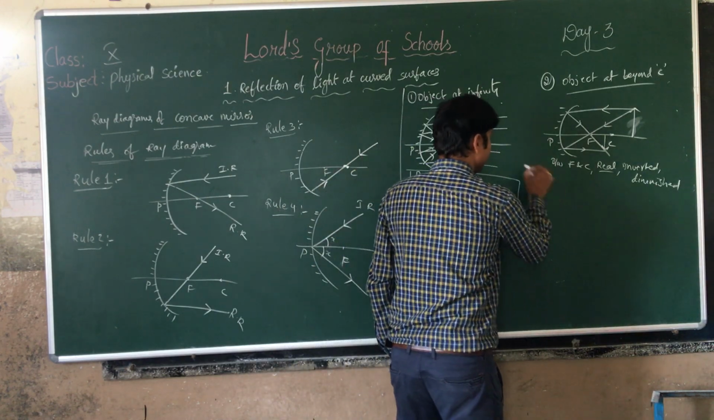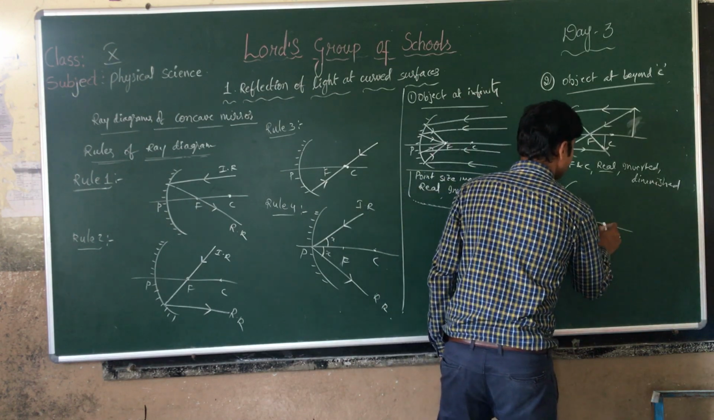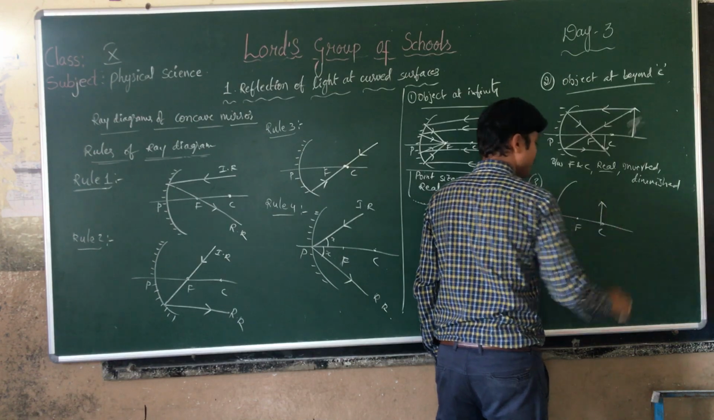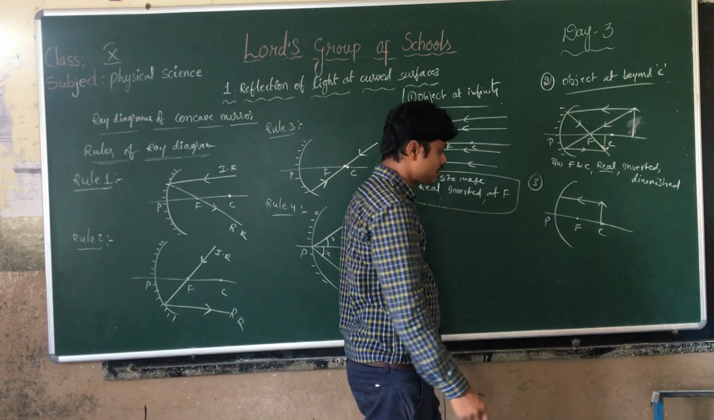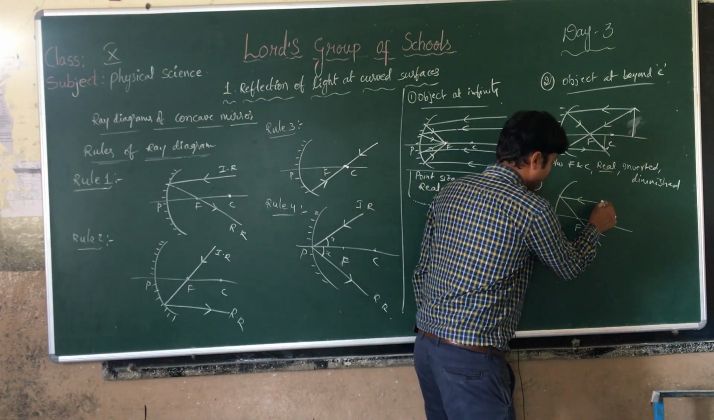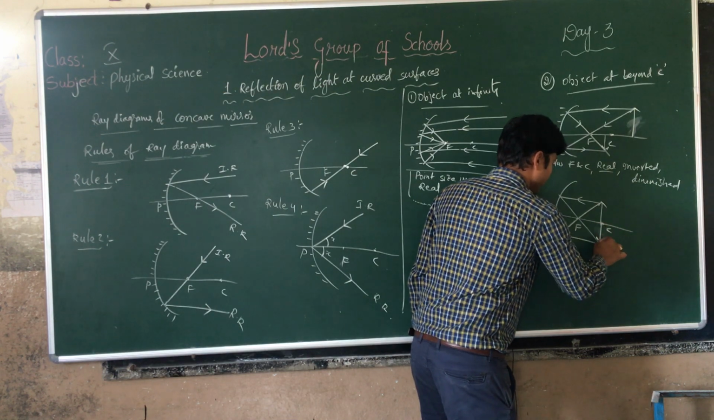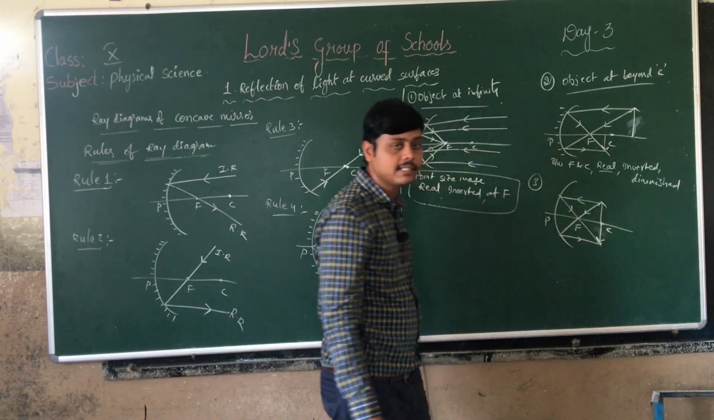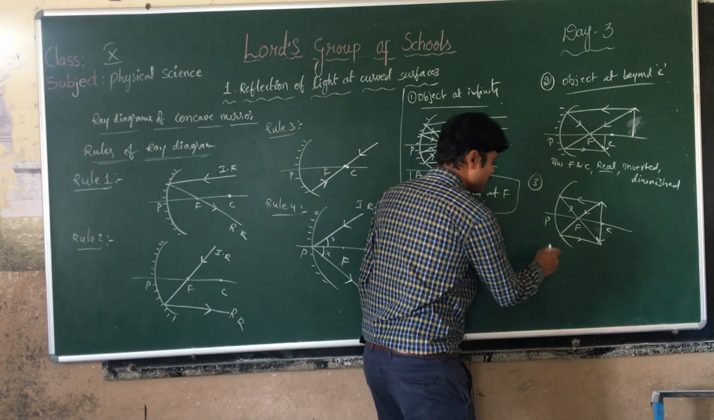Next, the third one. What is the third one here? When the object is placed on the center of curvature, the light ray parallel to the principal axis passes through the focus, and the ray through the focus goes parallel to the principal axis. They meet here, and the image will be formed here. So you can say clearly that this is the only case where we get the image at the same point and same size.